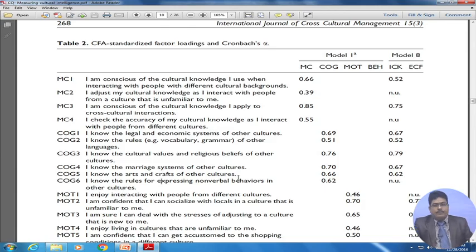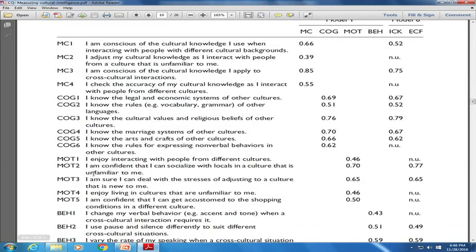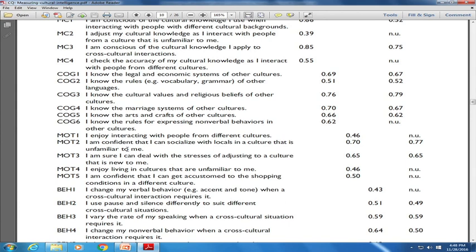And also, I know the rules and regulations of walking on the street, because a person moving from Asian countries to Western countries will find a great deal of difficulty in terms of traffic rules and regulations. So these are certain cognitive related abilities that facilitate cross-cultural competencies. The third category is called the motivational CQ, a motivational cultural context. What do you call? I enjoy interacting with people from different cultures.